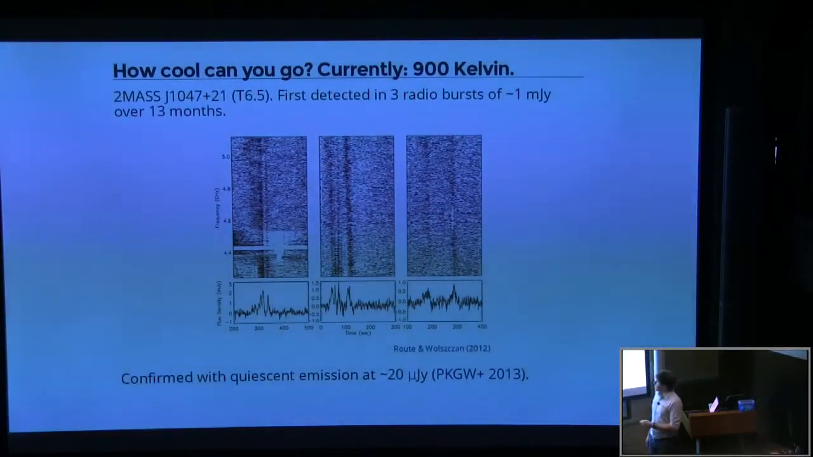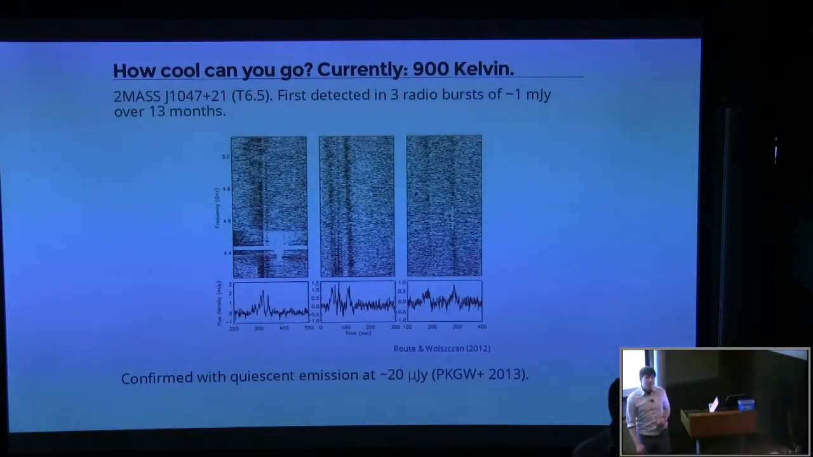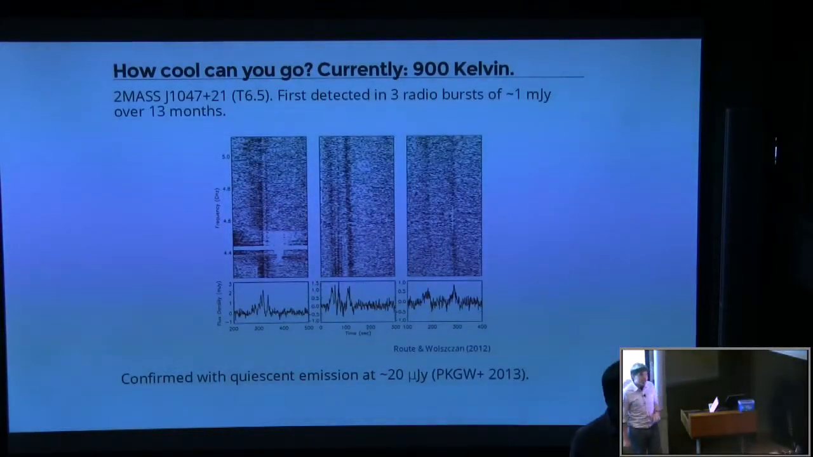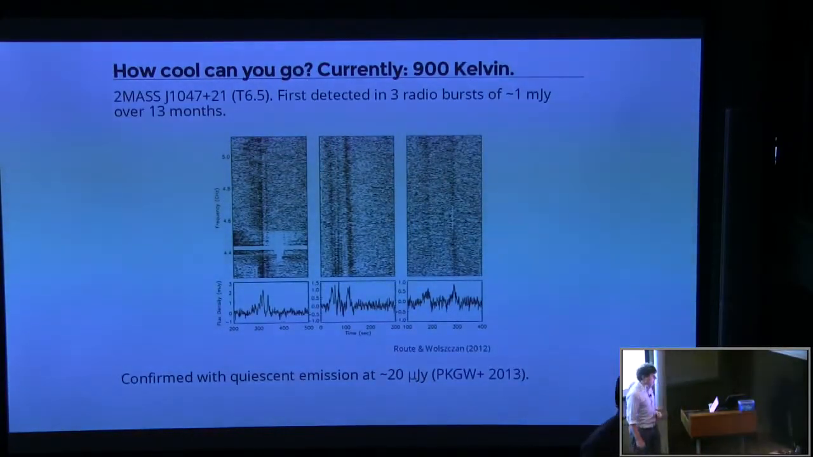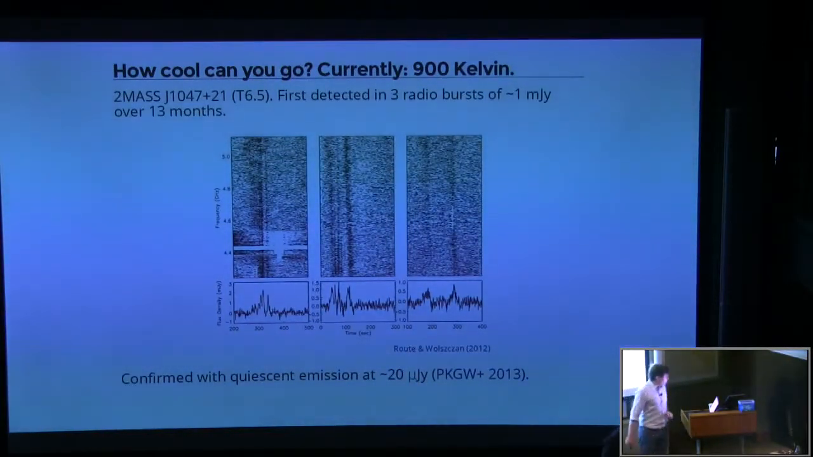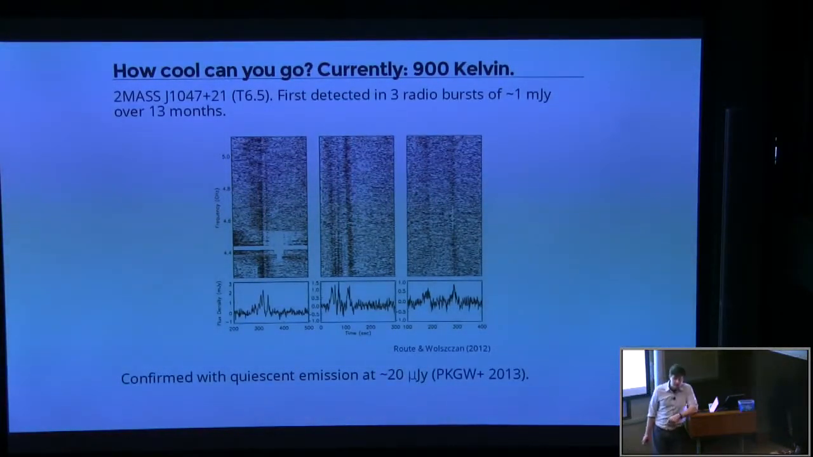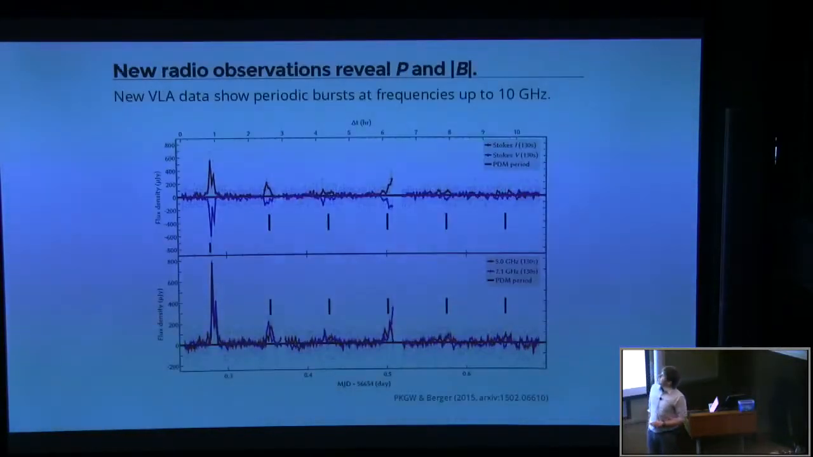So a couple of years ago, we did a pilot study with the VLA. We didn't see any of these bursts, but we did confirm radio emission at a quiescent level around 20 microjanskys, which is radio astronomer for very faint. That motivated a follow-up study where we decided we'd really see how much we could learn by staring at it with the VLA. So we did that, and this is what we found.